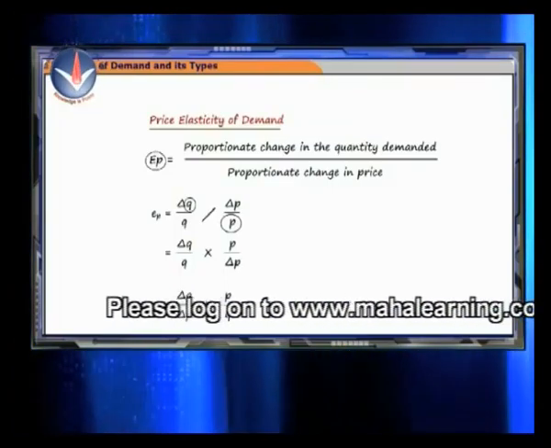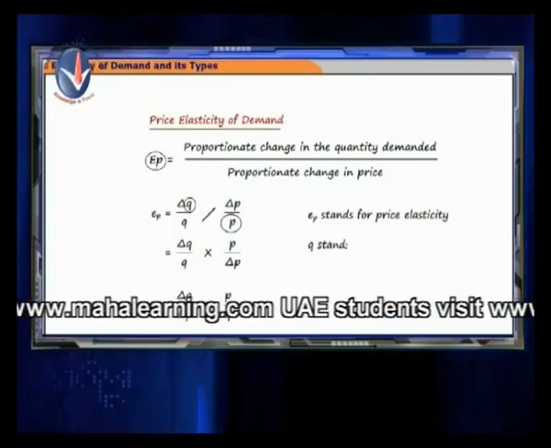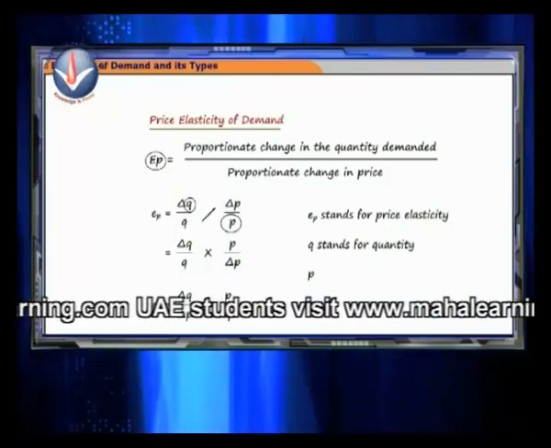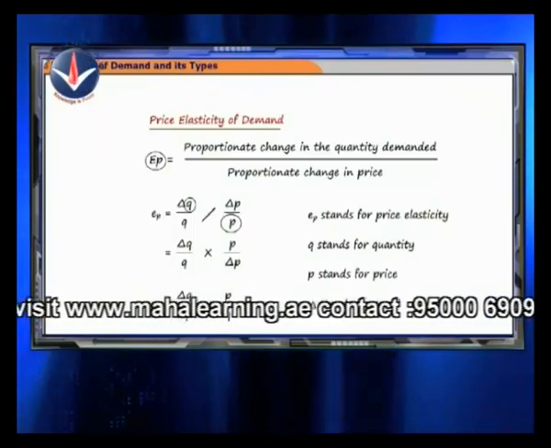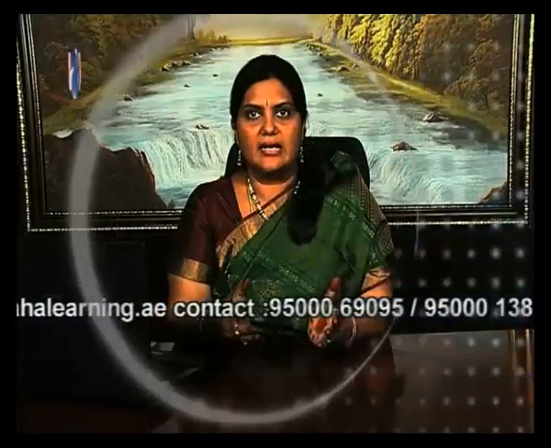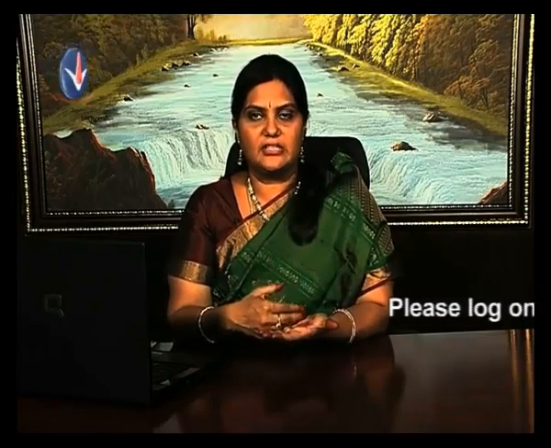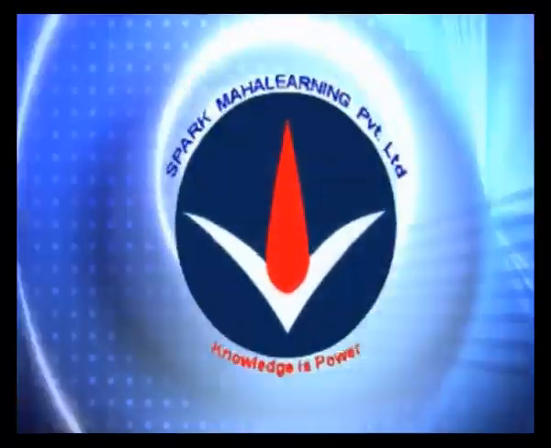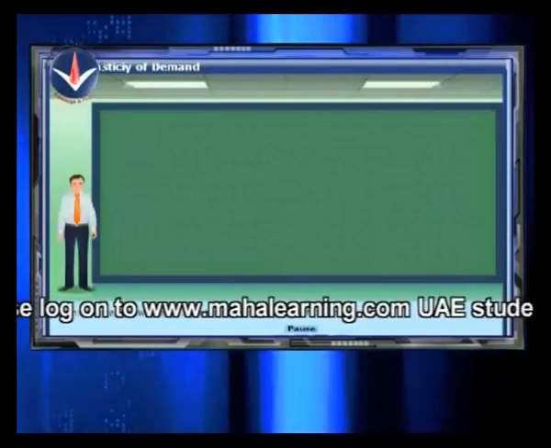So, EP stands for price elasticity. Q stands for quantity. P stands for price. Delta stands for the small change. E-book: the animated e-book is a self-learning component for students where we discuss the price elasticity of demand, which will give you a clear explanation along with animations and audio-visuals. In this media, you will learn about the price elasticity of demand.